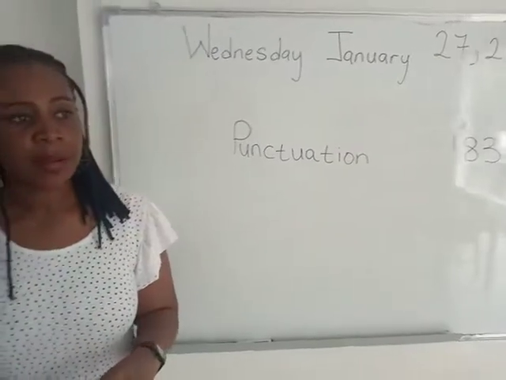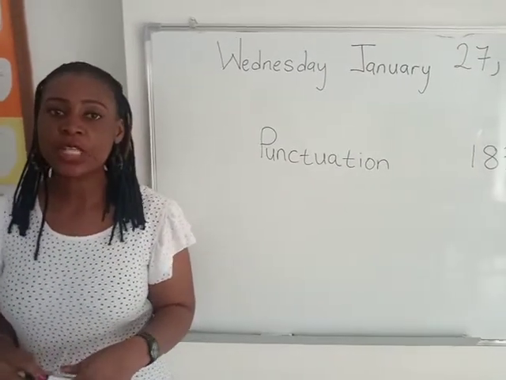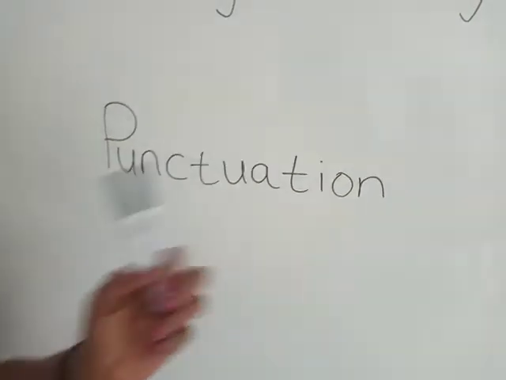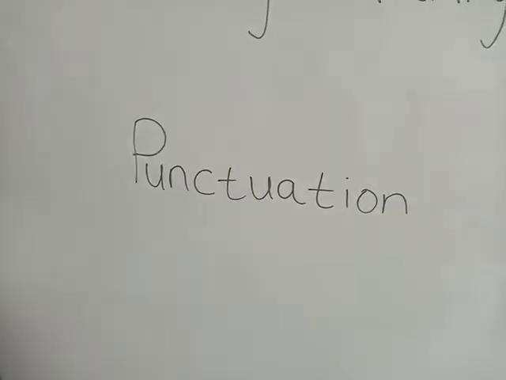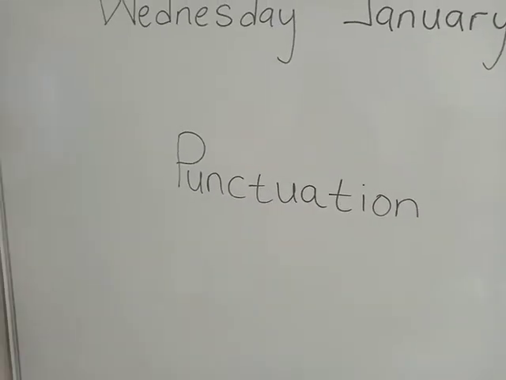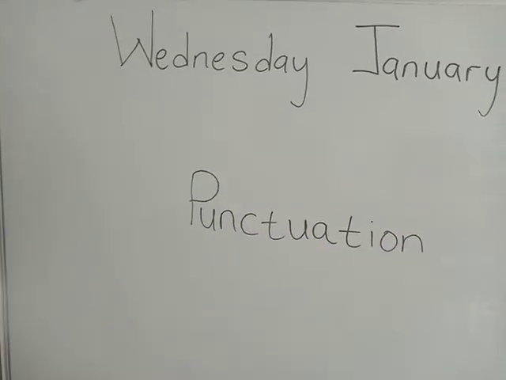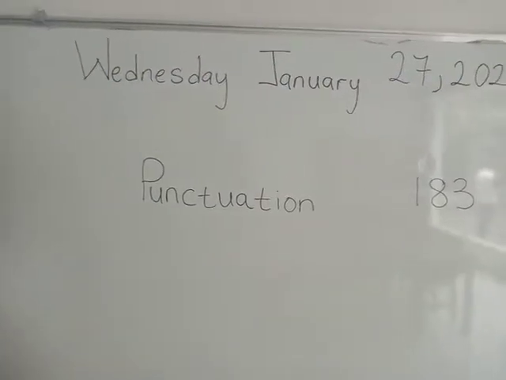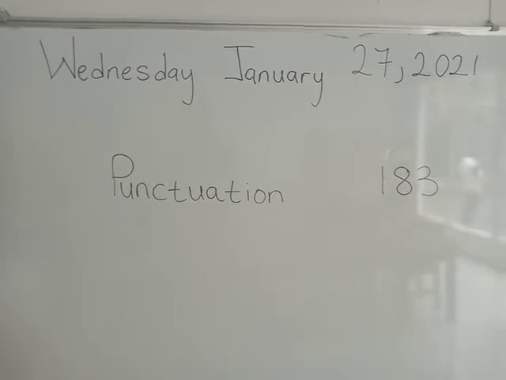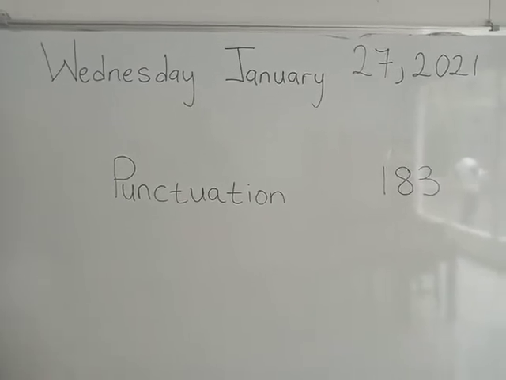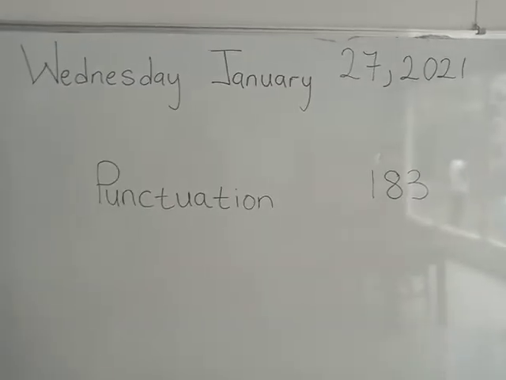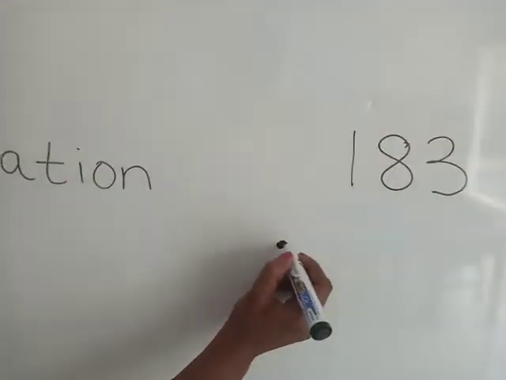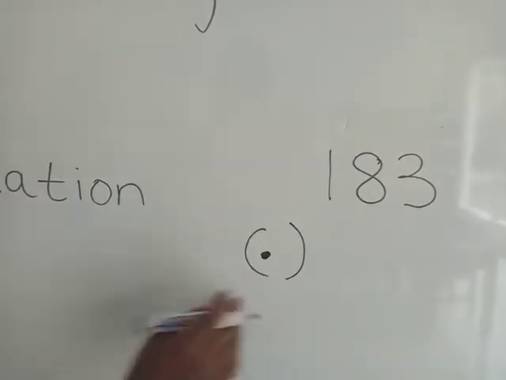Now, if you could remember, on Monday we introduced a new topic, which is punctuation. We talked about the different punctuation marks we use at the end of different sentences. If you remember very well, we talked about the telling sentence, which tells us about someone or something, and at the end of a telling sentence we put a period. So this is called a period, okay, at the end of a telling sentence.